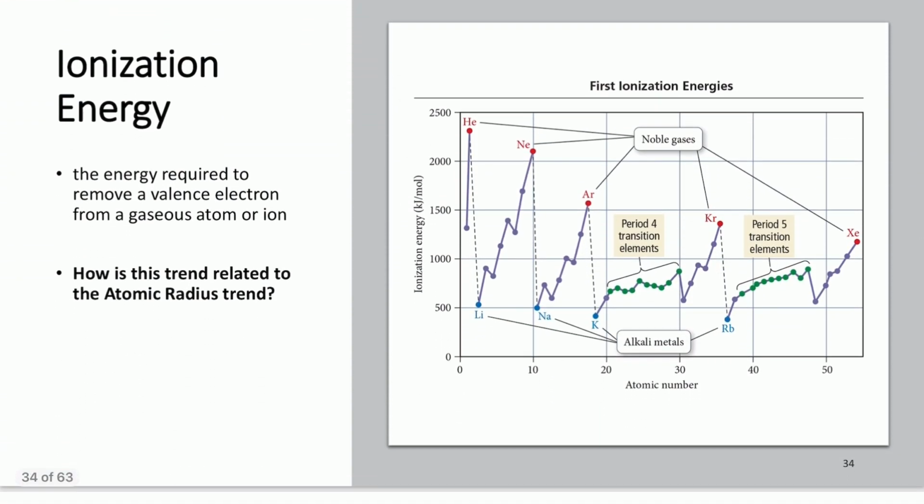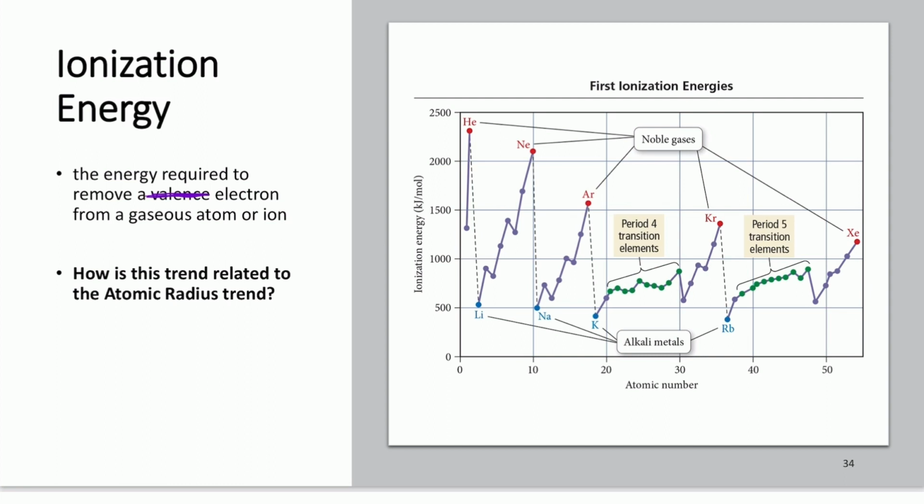Ionization energy is defined as the energy required to remove a valence electron. Technically, it can be any electron. It doesn't have to be just valence. But an electron from a gaseous atom or ion. Now, we do start with the valence electrons and then move towards the other electrons. You're going to start with whatever is the highest energy electron and then keep removing, but it doesn't have to be a valence electron.